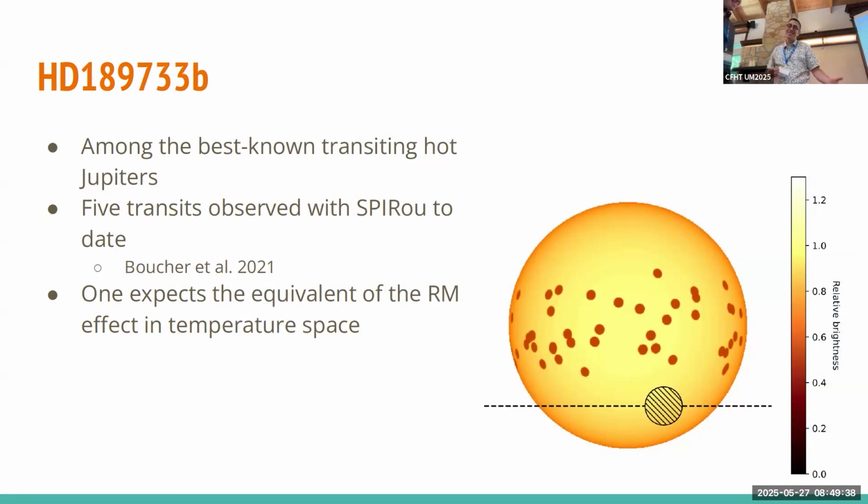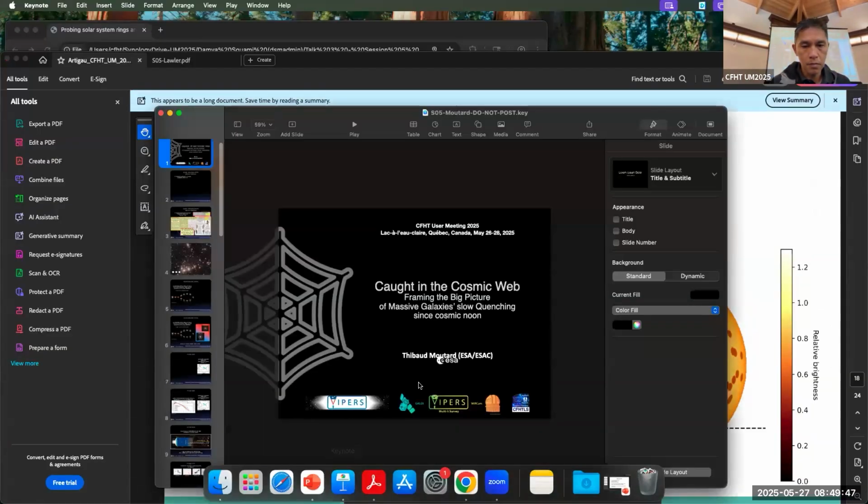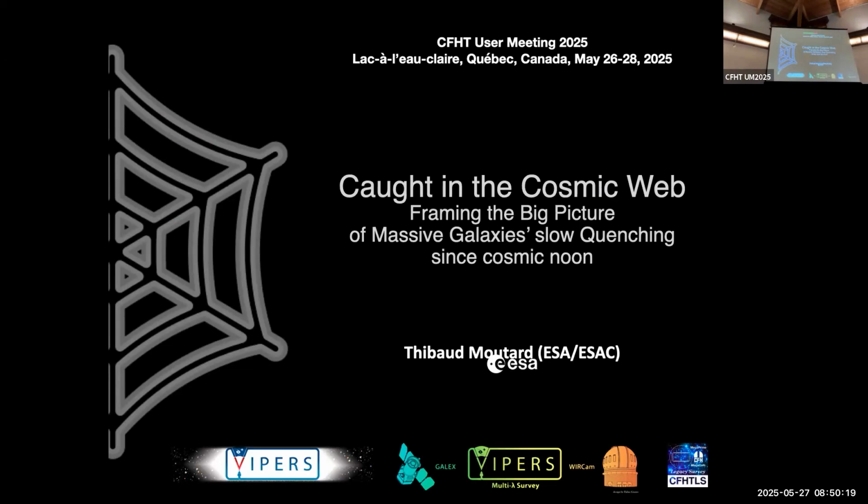Next, we have Thibaud Moutard from ESA, "Caught in the cosmic web, framing the big picture of massive galaxies' slow quenching since cosmic noon." Let's talk a bit about galaxies now.